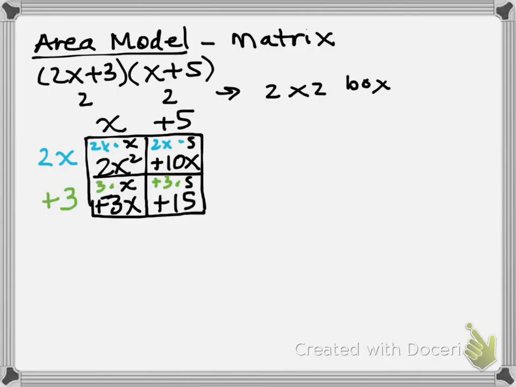Now, if we have no skipping exponents, which we didn't, they each had an exponent of 1, can you see where the like terms are? They're on a diagonal. So when I write out my answer, I'm going to do a Z. Boom, boom, boom. So first comes the upper left, 2x squared. I combine my like terms on the diagonal for a positive 13x, and last is the 15.